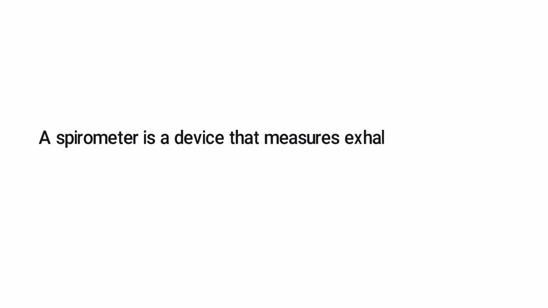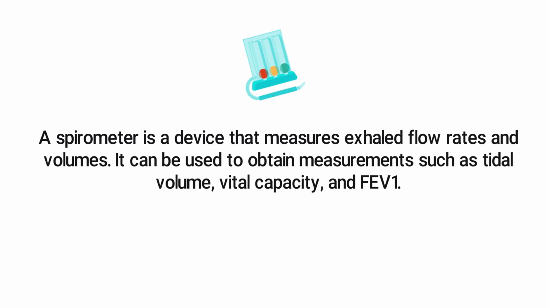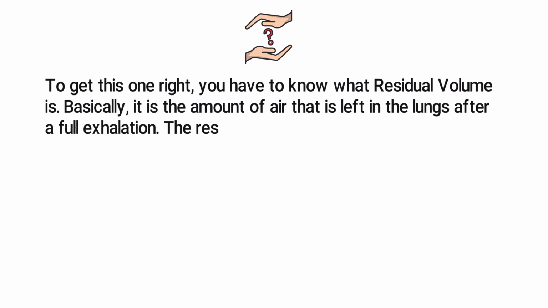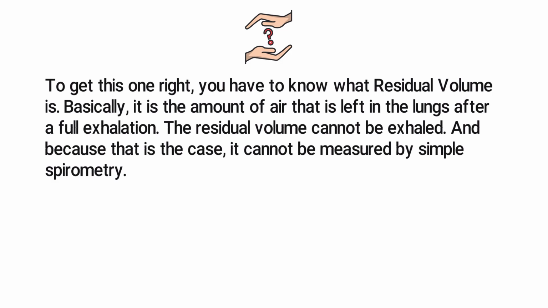A spirometer is a device that measures exhaled flow rates and volumes. It can be used to obtain measurements such as tidal volume, vital capacity, and FEV1. To get this one right, you have to know what residual volume is. Basically, it is the amount of air that is left in the lungs after a full exhalation. The residual volume cannot be exhaled, and because that is the case, it cannot be measured by simple spirometry.